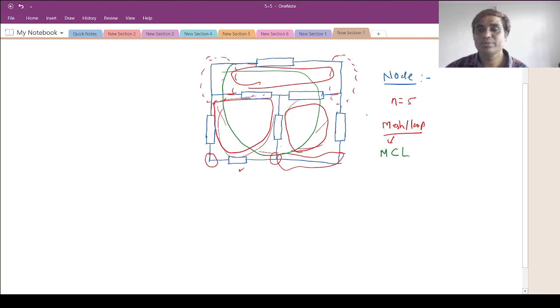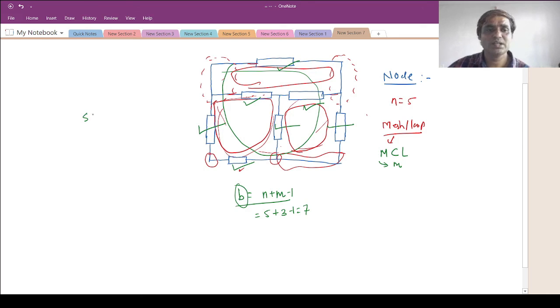Okay, so suppose there are m number of meshes present in it. If I would like to compute the branches, what is the relation? Number of nodes plus number of meshes minus 1. With that also you can find the number of branches. So here nodes are 5, meshes are 3, minus 1, so it will be 7. So 7 branches means 7 elements will be present here: 1, 2, 3, 4, 5, 6 and 7.